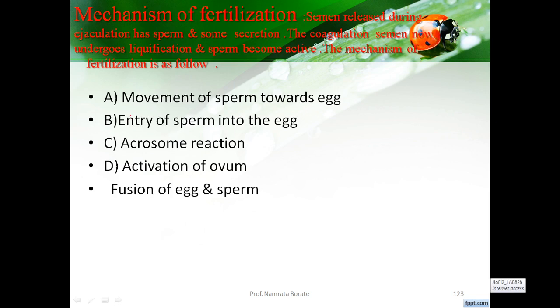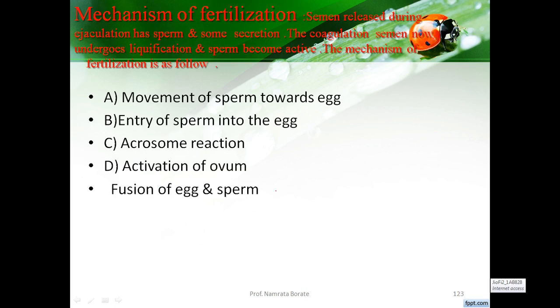The mechanism of fertilization is as follows. The first point is the movement of sperm towards the egg. Second is entry of the sperm into the egg. Third is the acrosome reaction. Fourth is activation of the sperm. And the last is the fusion of the sperm and the egg.